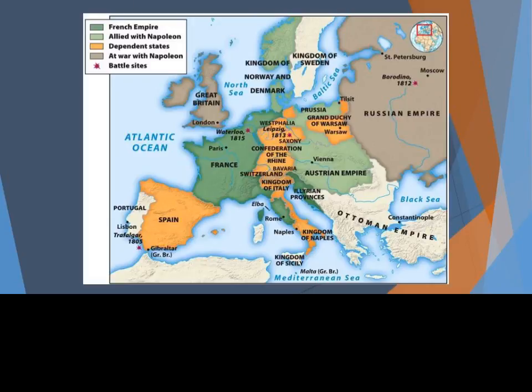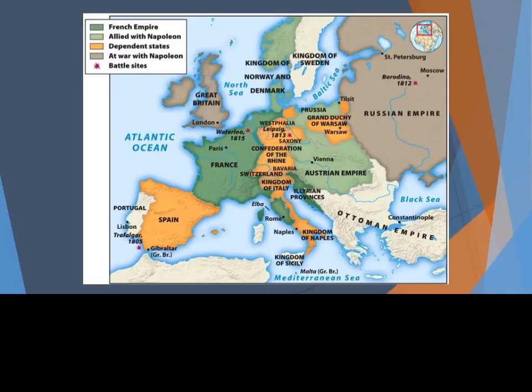And you see here in dark green is the French Empire, and allied with Napoleon. Hopefully you know that, which is kind of ironic, but it's interesting that, at this point in time, the king and queen have been executed. That's Louis XVI and Marie Antoinette.